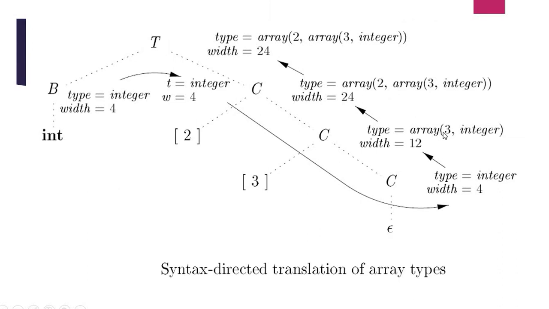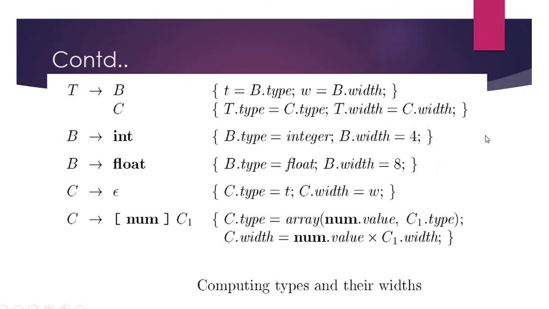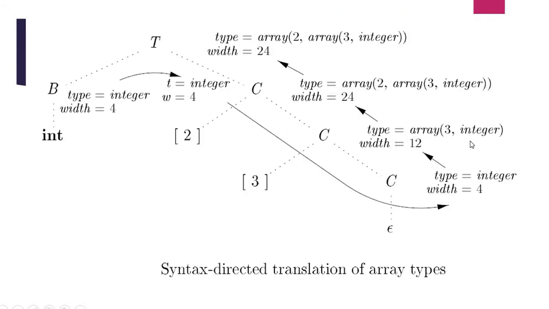So the same thing here: array of number is 3, the value, the dimension here, the maximum size is 3, comma integer. So for each and every integer, 4 bytes means 3 into 4. That's the way we have to calculate. c.width is number.value into c1.width. So here c1.width is 4. So 3 into 4 equals 12.